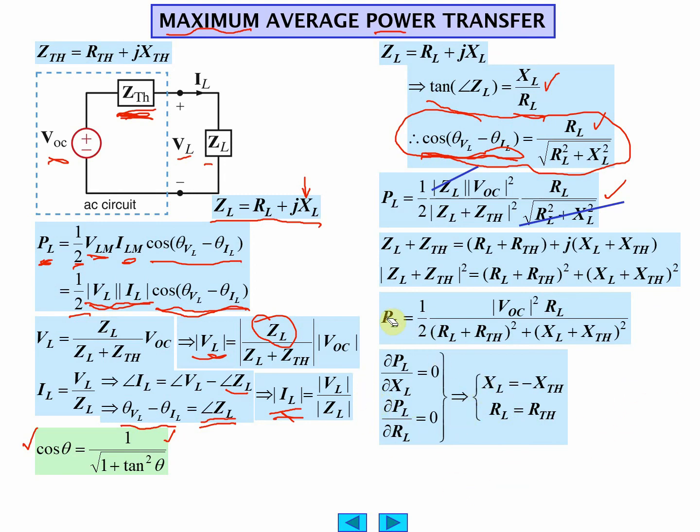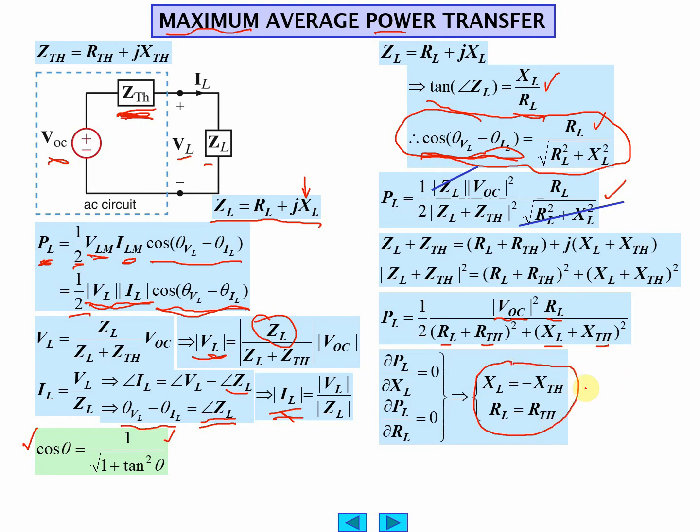And we differentiate: dPL/dXL and dPL/dRL equal 0. We want our power to be maximized. We only have two independent variables here. VOC is a given. RL is independent. RTH would also be a given. It depends on the source. So we only have two independent variables, RL and XL. Do the differentiation, set them both to 0. And when you crunch the numbers, this is what you get.